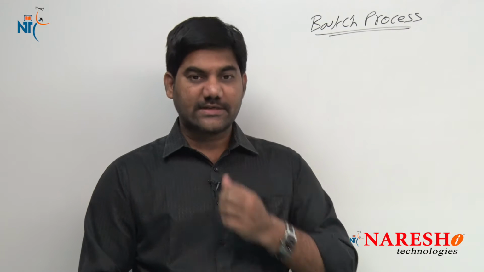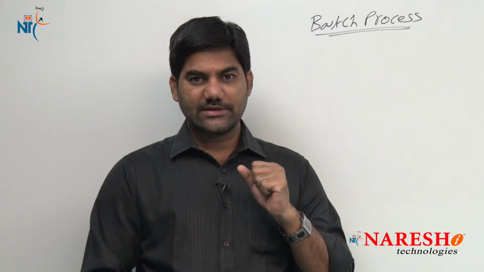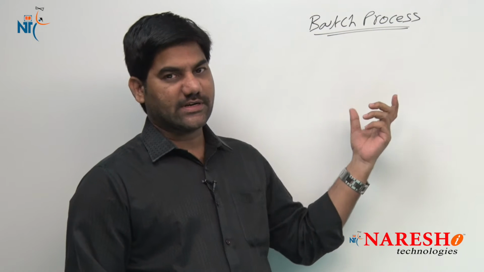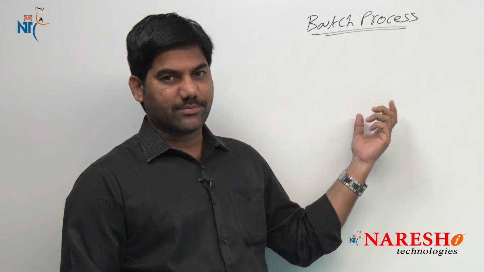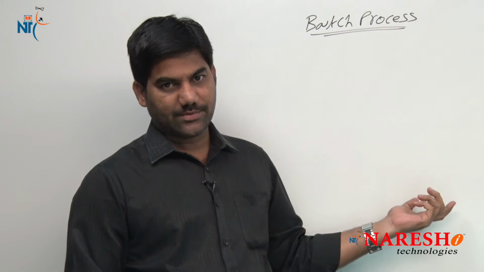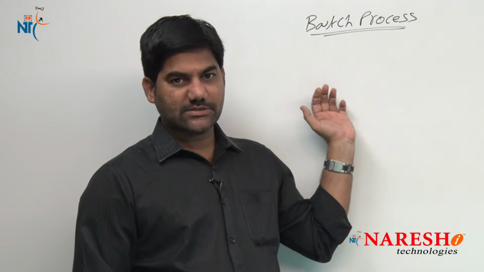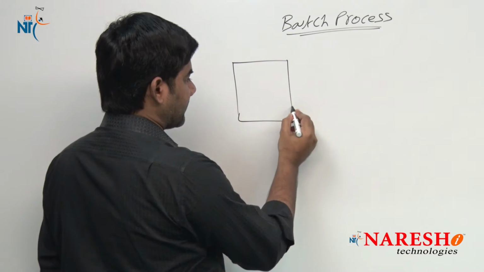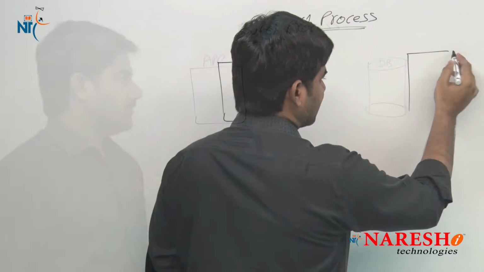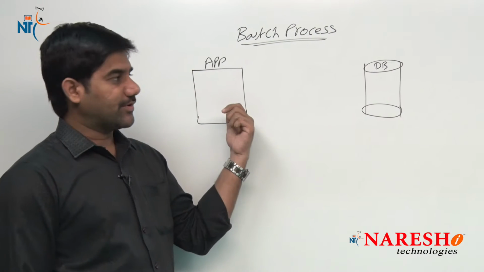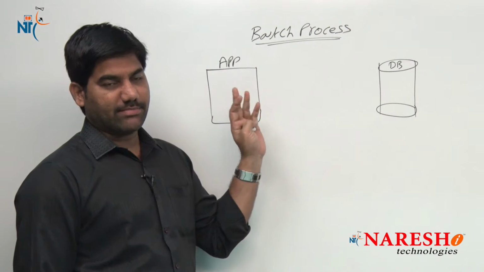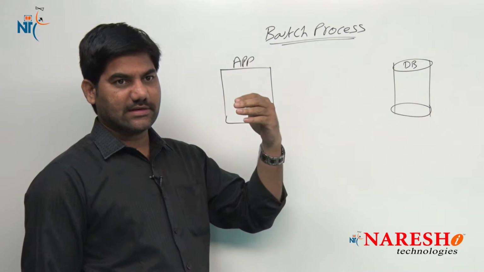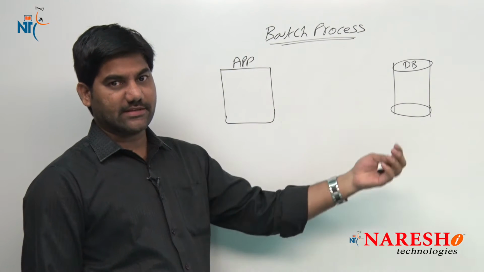First of all, what is the need to implement batch processing? Without batch processing, what is the problem, and after batch processing, how is the problem overcome? So first I will show the situation without batch processing. This is our Java application and this is our database. I am sending some back to back queries. Back to back means sequentially, one by one, we are sending the queries.